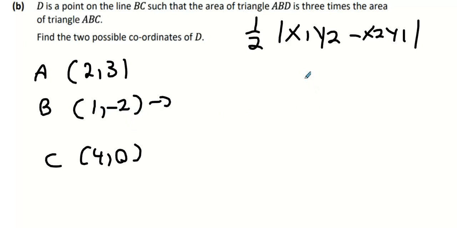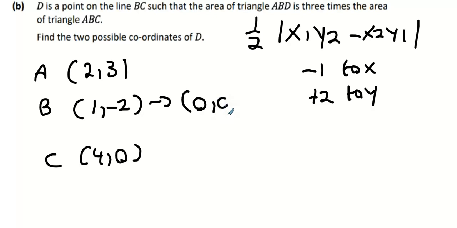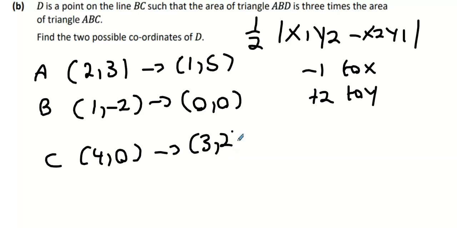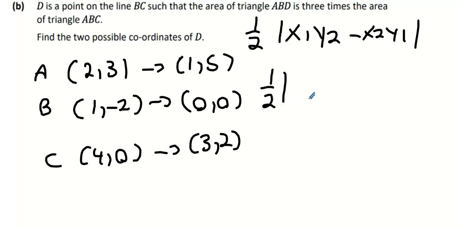So that means take 1 away from x and add 2 to y. And we do that here. So we get 0, 0. And then on the other one, we get 1 and 5. And the next one, 3 and 2. We all good? Now, put it into the calculator. So x1, you can name them any way you want.